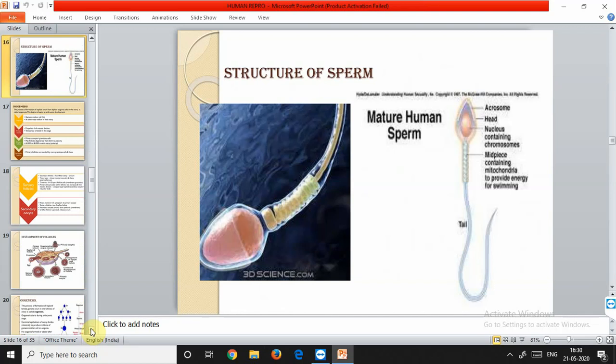What does it look like? The head comprises the acrosome and the nucleus containing the chromosomes. This is the middle piece. The middle piece contains the mitochondria, which provide energy during the movement of the sperm. This is the tail region. The tail region usually contains a number of centrioles.